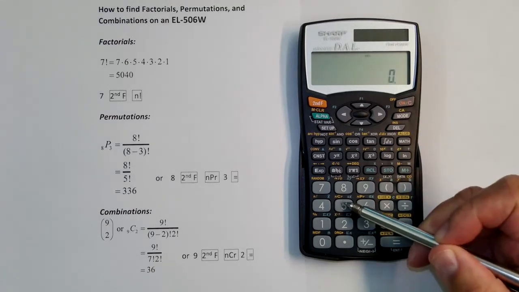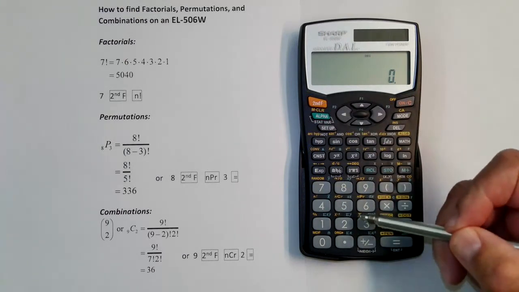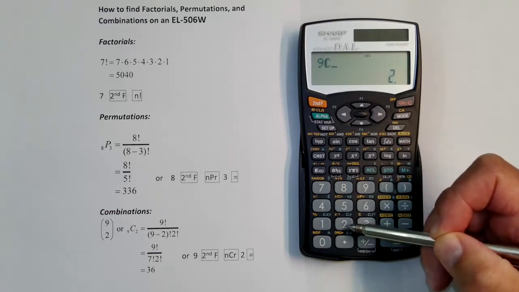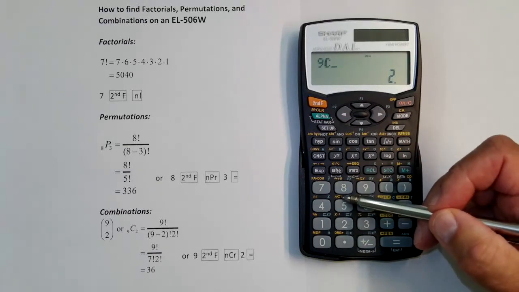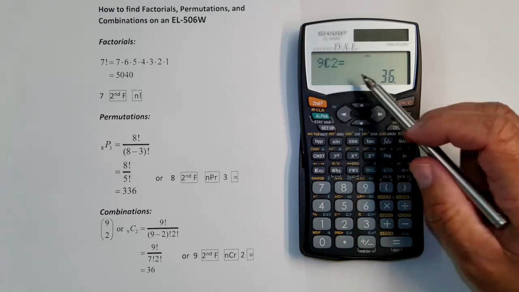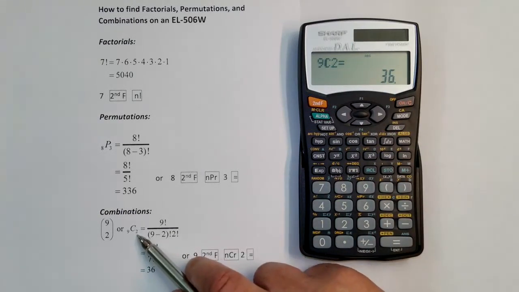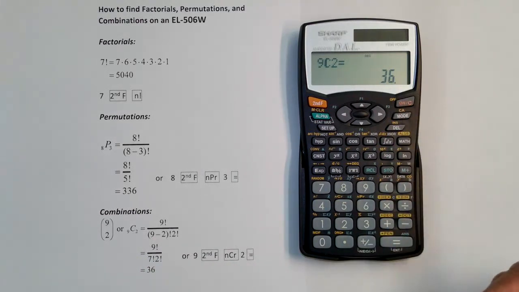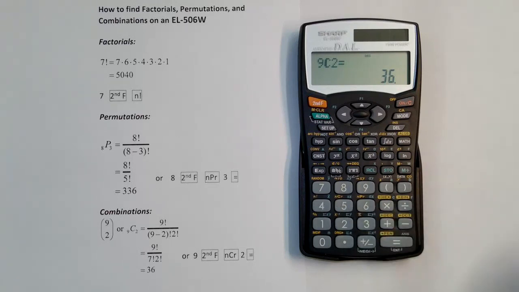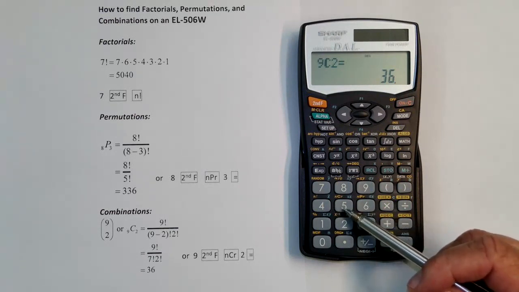Now, a combination is above the number 5 key, the nCr key, and that's in orange. So you hit 9, second, the number 5, and then 2. So above the 5 is the nCr key, so we hit second. And then the number 2, 9C2. 9 combination 2 is 36. So on your calculator, the numbers 4, 5, and 6 do all of these different functions. Remember, above the 4 is factorial, above the 6 is a permutation, and above the 5 is a combination.